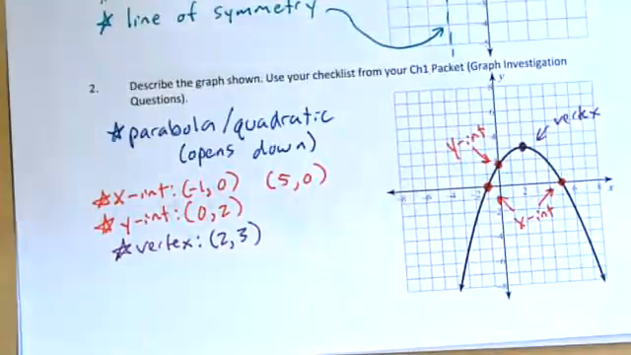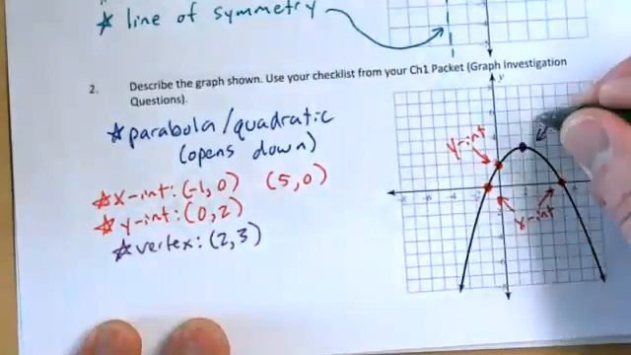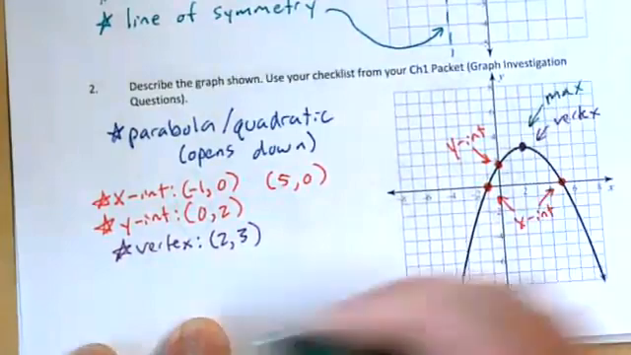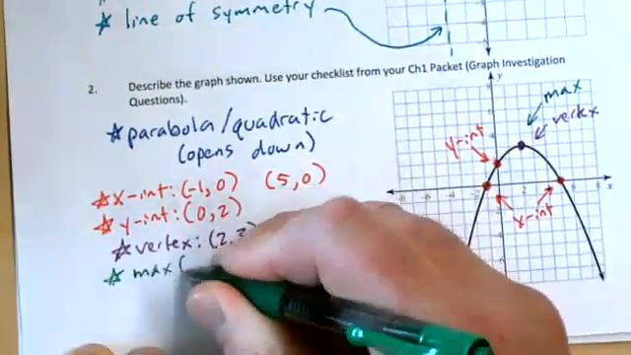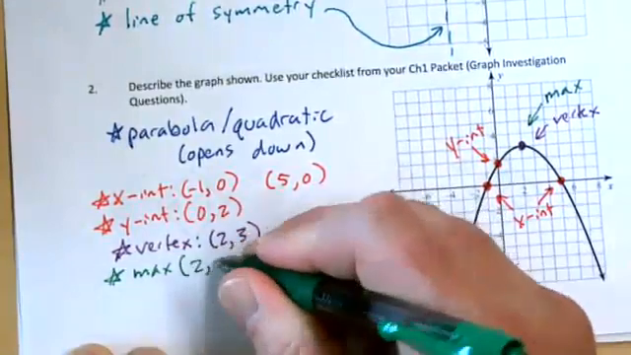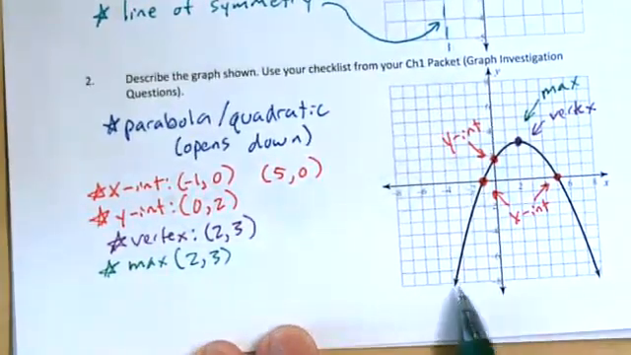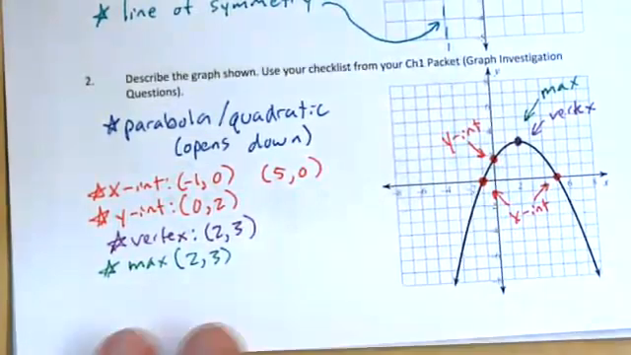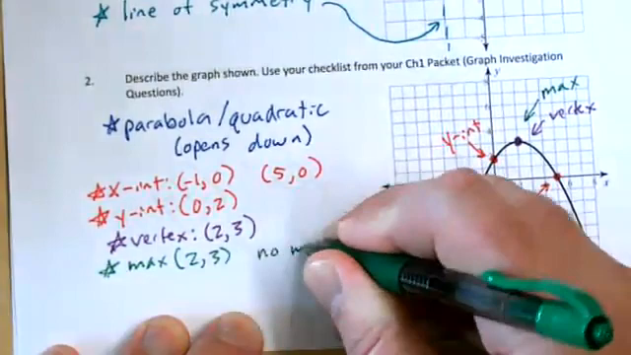Next on my list are max and min. This one does have a maximum because it has a highest point. It is right at that same spot where the vertex is. So let's list that. The max is at the same place as the vertex, 2, 3. Does it have a minimum? Because of these arrows here pointing downwards, that tells us the graph's going to keep going down forever. So it's never going to hit a lowest point. So we're going to write no min.